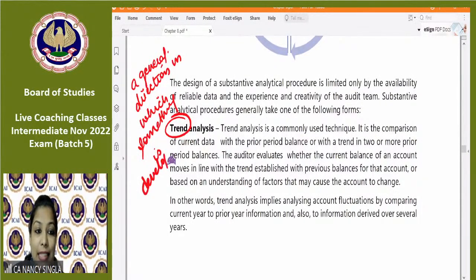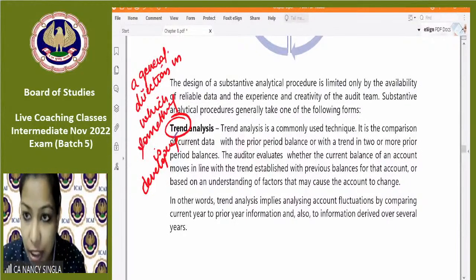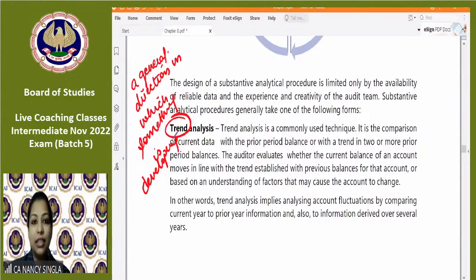So see, as the name suggests, what is the trend? For the last 3 years, last 4 years, this has been the trend. So considering the situation, the auditor may find what should be the trend this time. Say for the last 4 years there has been an increase of 1% in the GP ratio. This year also, I expect an increase of 1% in the GP ratio. Trend analysis. You are analyzing the trend.